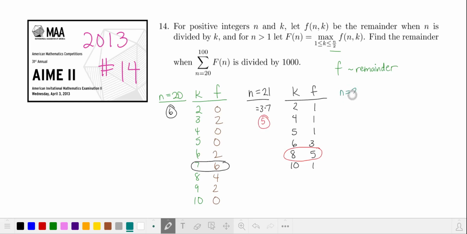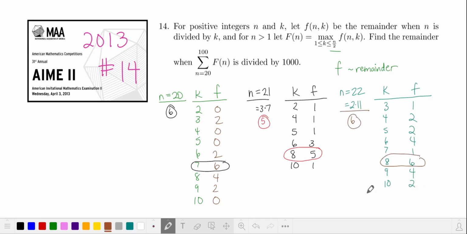Let's try n equals 22, and since it's a multiple of 2 and 11, we'll skip those values of k. This is 1 more than 21, 2 more than 20, 4 more than 18, 1 more than a multiple of 7, 6 more than 16, 4 more than 18, and 2 more than 20. Our winner here is 6 when k is equal to 8.